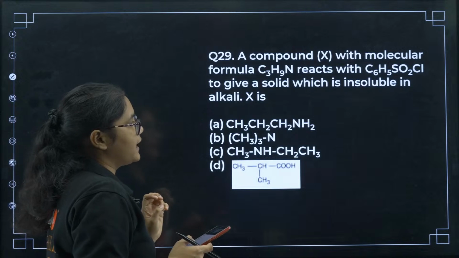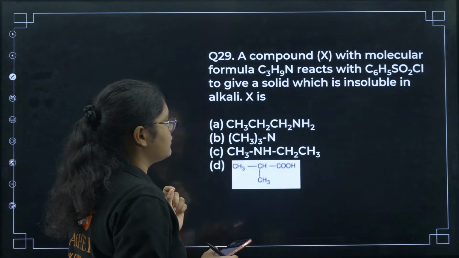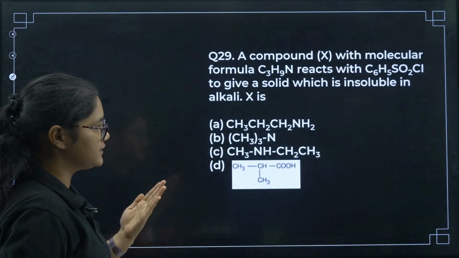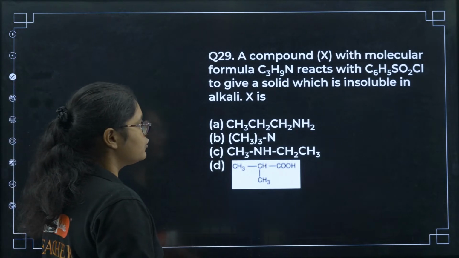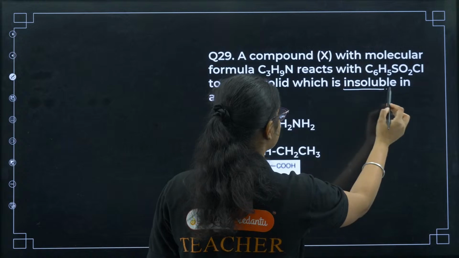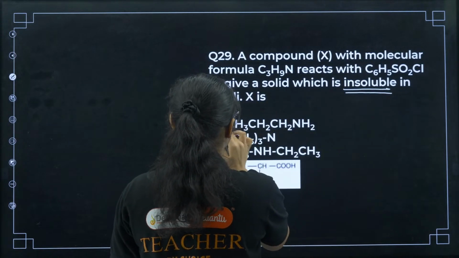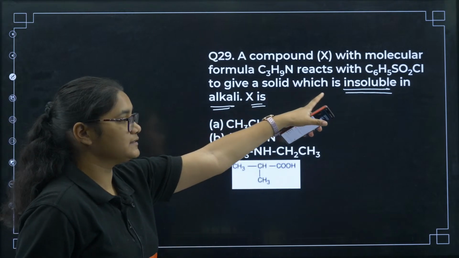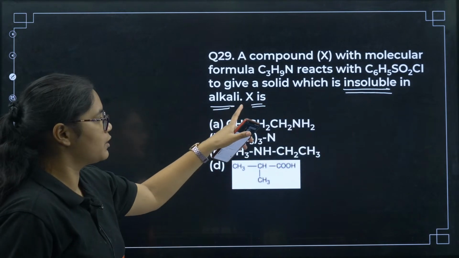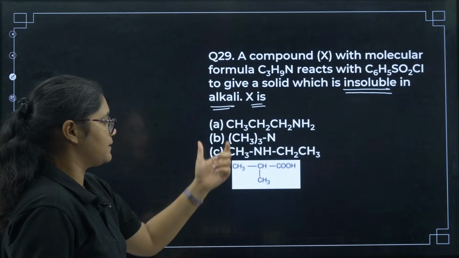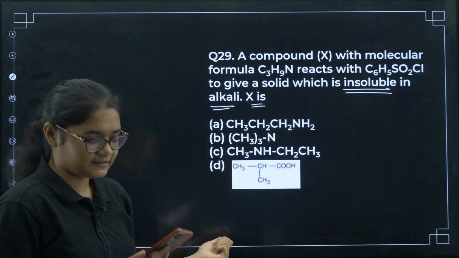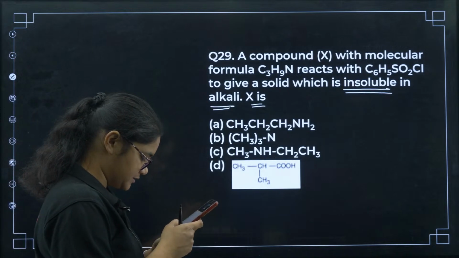Next, question number 29. A compound X with molecular formula C3H9N reacts with C6H5SO2Cl to give a solid which is insoluble in alkali. Then X is what? This is C3H9N and it is insoluble in alkali. So what can be X? Whether it is a primary amine, tertiary amine, a secondary amine, or an acidic group. This is a very simple question.